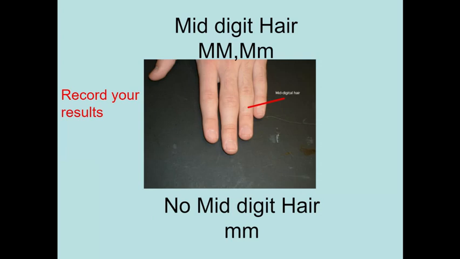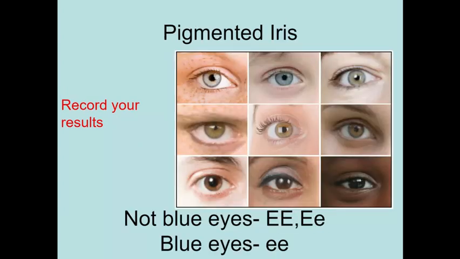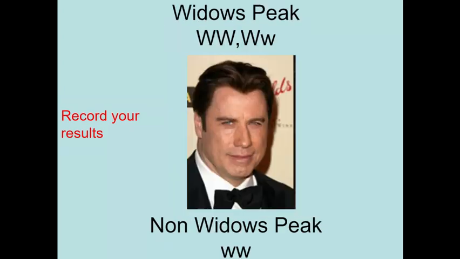If not, 2 recessive. Look at your hand. Look where I'm pointing to. Do you see any hairs there? If you do, you have mid-digit hair that's 2 capital M's. Going to the next trait, your eye color. If you have blue eyes, you have 2 recessive traits. Any other mixture of eye colors, 2 dominant.